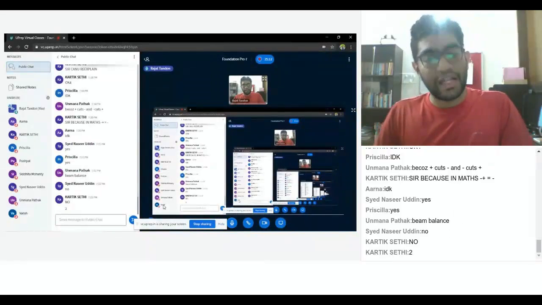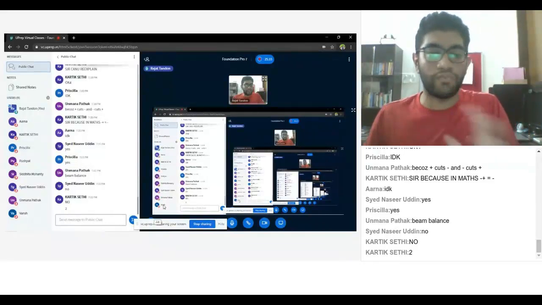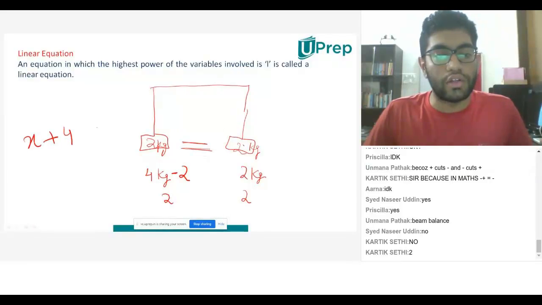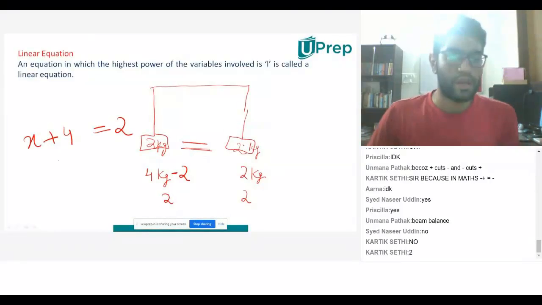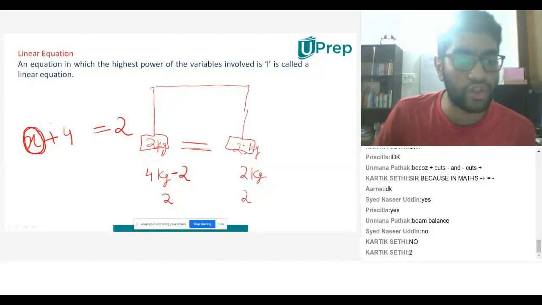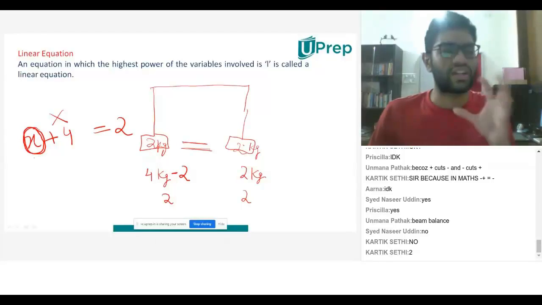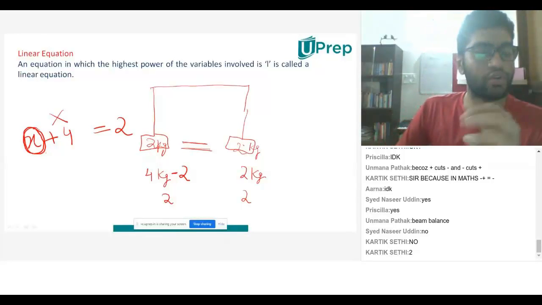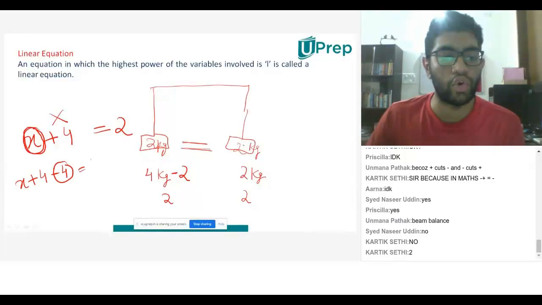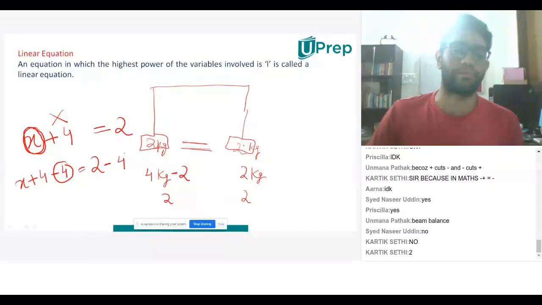Similarly, let's get back to the concept of x plus 4 equal to 2. Because I only need the value of x, I want to remove 4. 4 is troubling me. If 4 is there, I don't know the value of x. So, what am I going to do? I am going to remove 4. And over here, I am again going to remove 4.